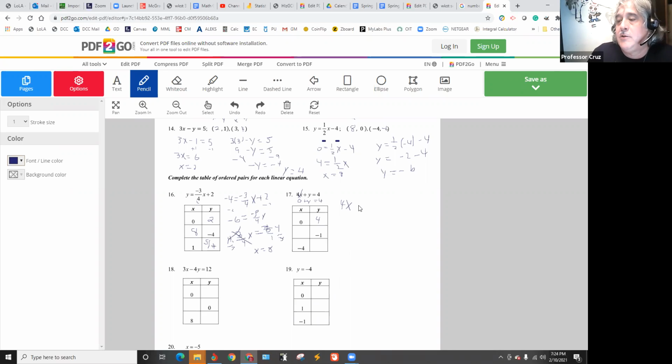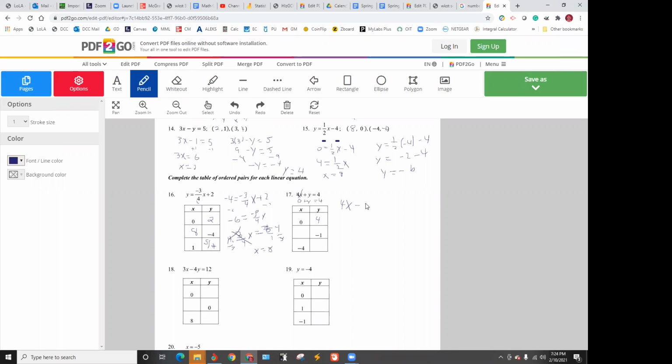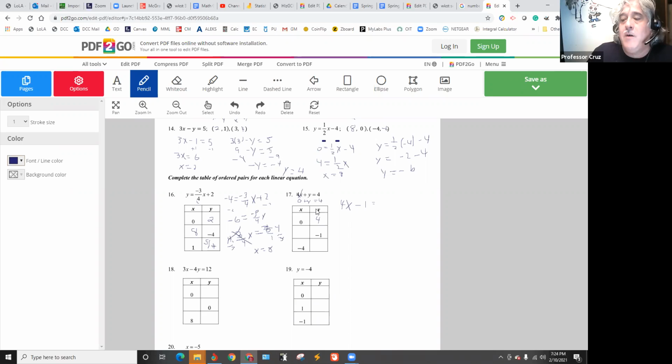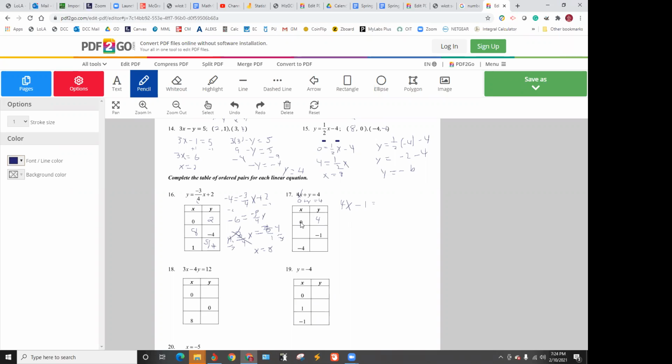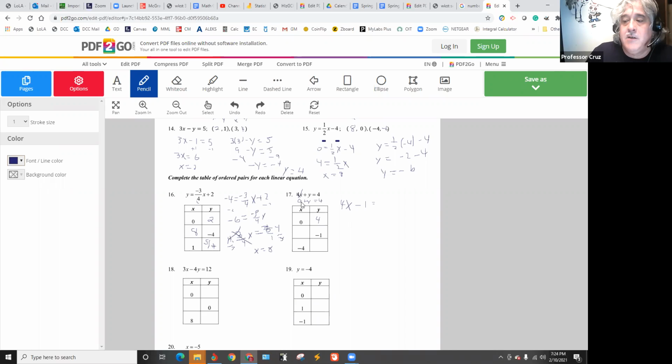Okay, and I was doing this one. So you're just plugging in X and Y to get the other side. If X is 0, then 4 times X is 0, and all that's left is Y is equal to 4. This one is Y is equal to -1. So that's just placing that.